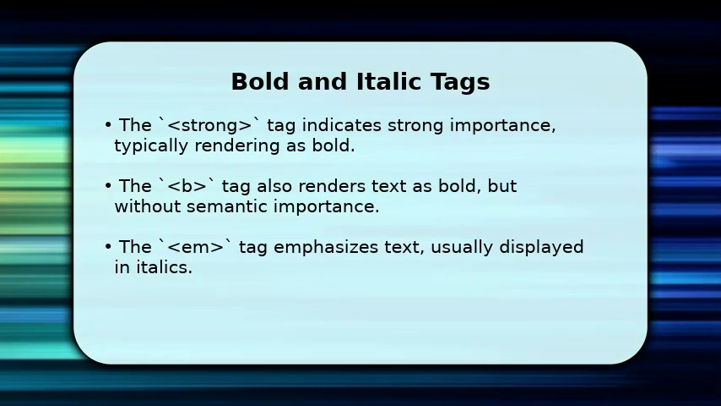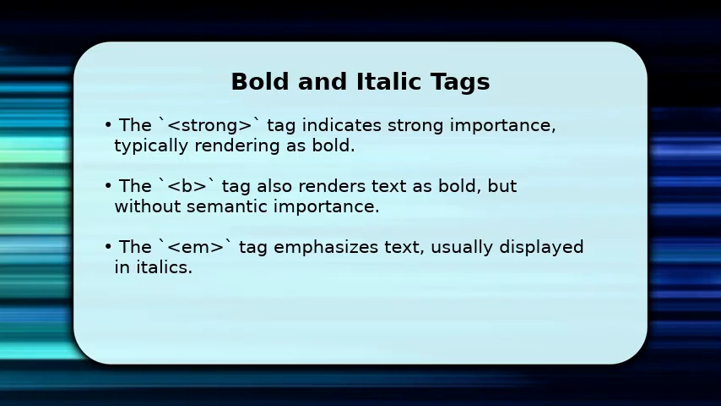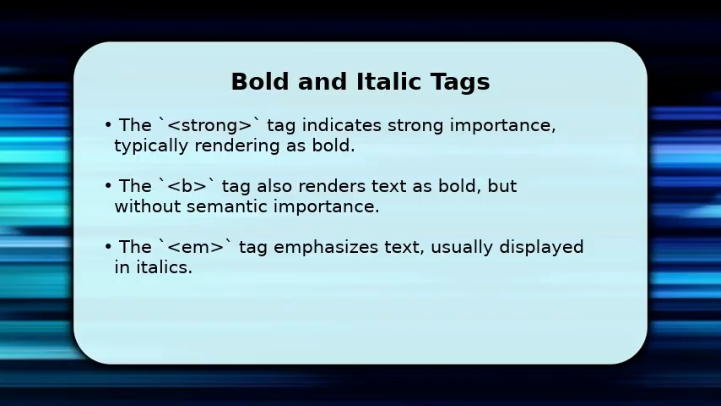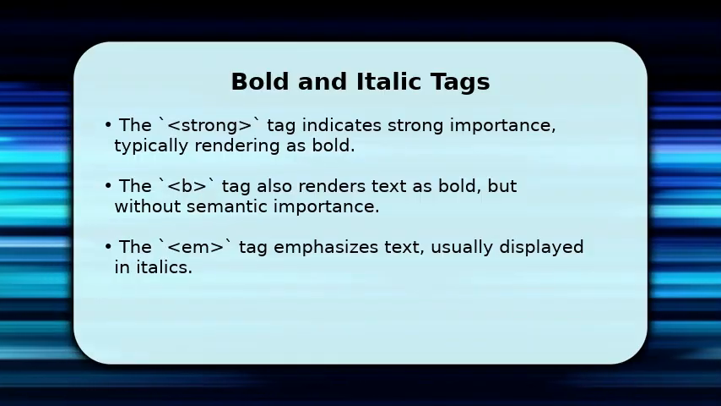Let's look at making text bold and italic. For bold text, you have two main options, the strong tag and the B tag. While both make text appear bold, strong conveys semantic importance, which is great for screen readers. Similarly, for italics, the EM tag emphasizes text semantically, whereas the I tag is for stylistic italics, like a foreign word. Choose the tag that best fits the meaning you want to convey.